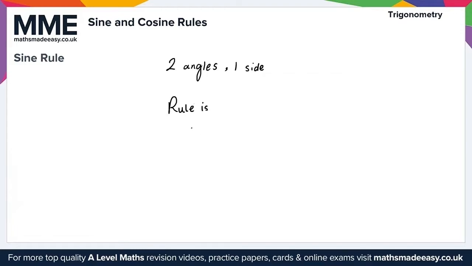And we denote the rule here as a over sine A is equal to b over sine B. And finally, this is equal to c over sine C there. Okay. And that simply gives us our result for the sine rule there. Moving on to the cosine rule now.